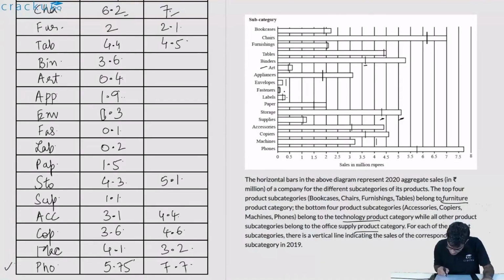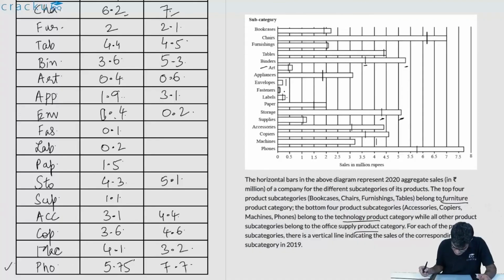Binders increased from 3.6 to approximately 5.3. Art increased from 0.4 to approximately 0.6. Appliances increased from 1.9 to say 3.1. Envelopes actually decreased from 0.3. I think this was 0.4 over here actually, envelopes. Doesn't matter, but it was probably 0.4 closer, and it decreased to say 0.2.